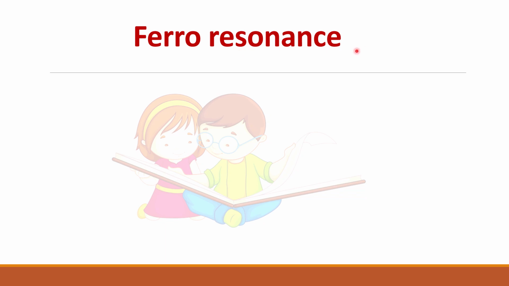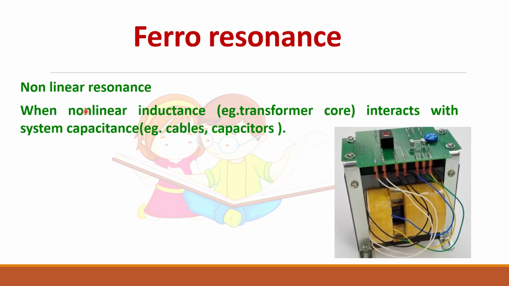We all know about resonance condition, where the inductive reactance is equal to the capacitive reactance and the current will be limited only by the resistance of the circuit. So this is ferroresonance, which is also called a non-linear resonance. It is called non-linear resonance because when the non-linear inductance interacts with the system capacitance, we get this ferroresonance. For example, if you take a transformer, the transformer core is non-linear in nature, but it is inductive. So this transformer core, when it interacts with some capacitor in the system, creates some resonance condition, which we call ferroresonance.